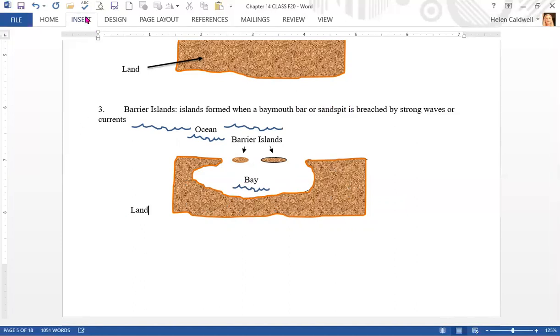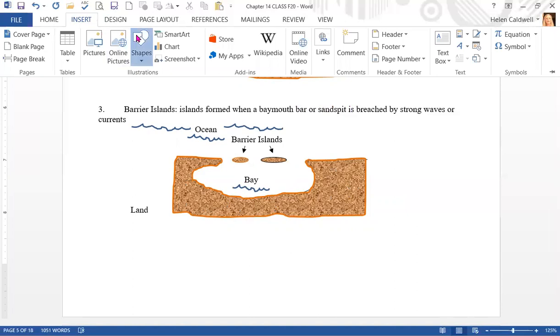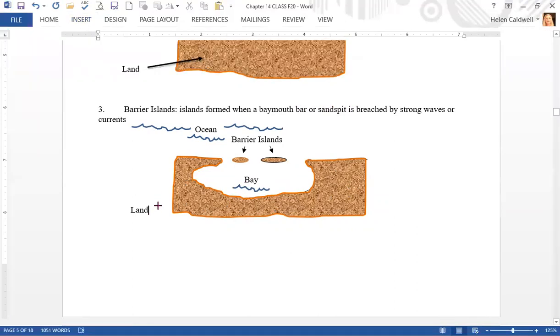And so we will insert. I don't think I want it to be blue.